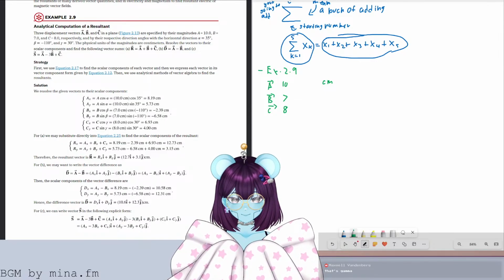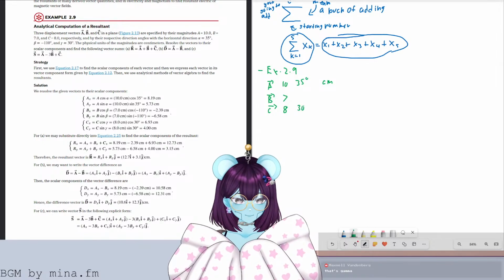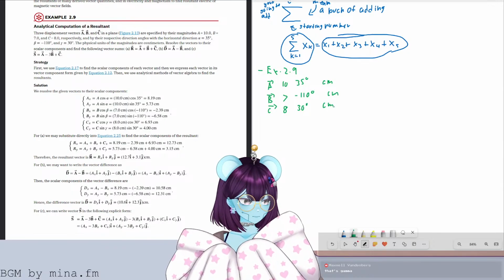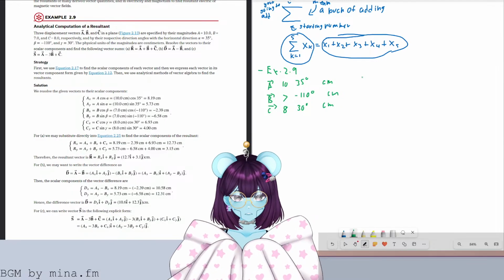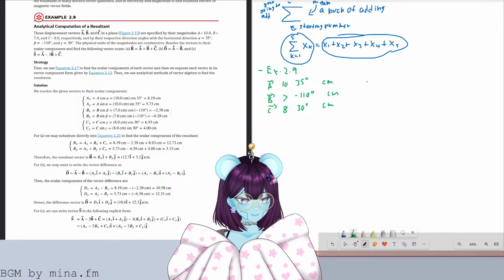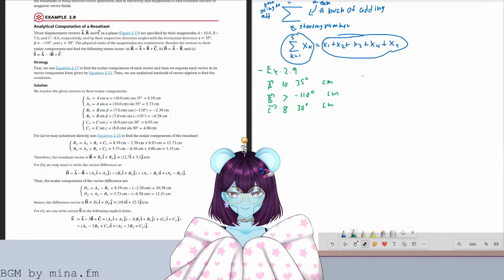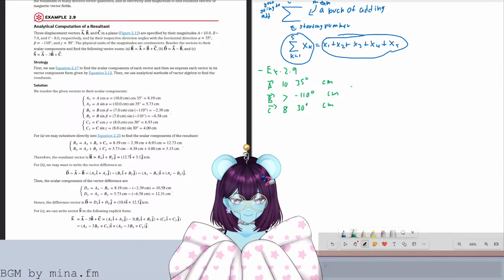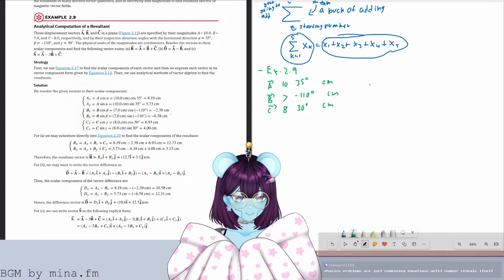So this is 30 degrees. Sorry, this is 30 degrees. And then this is negative 110. They're all in centimeters. So to find the x and y component, use the geometry, or you can just use the equation. But to find the scalar components, the x and y, use the geometry to use cosine and sine to find it.